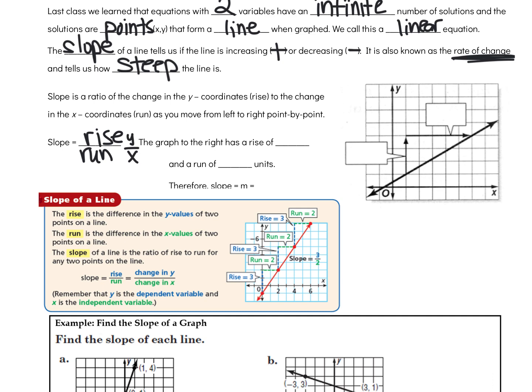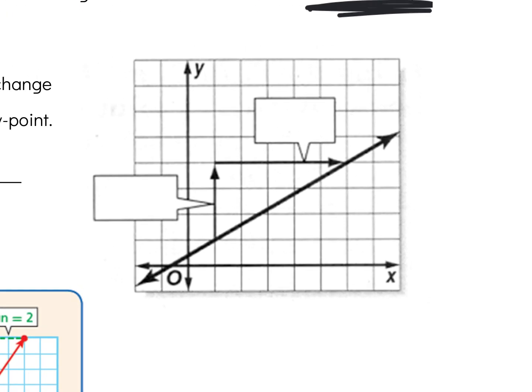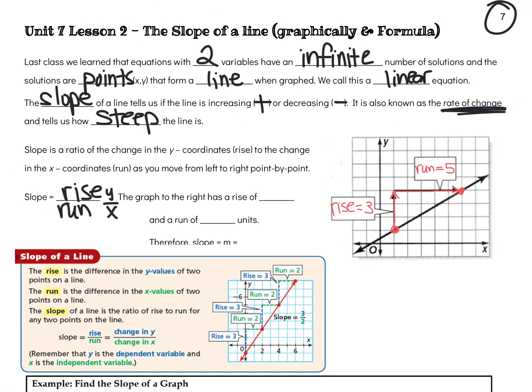Let's look at this graph over here. So this graph, the rise, I go up 3 boxes. And my run, 1, 2, 3, 4, 5 units to the right. So my run is 5. So my rise is 3 and my run is 5. That's how I moved from this nice point over to this nice point. You always want to choose the pretty points, the ones that cross perfectly. So I go up 3 and to the right 5. So I have a rise of 3 and a run of 5.